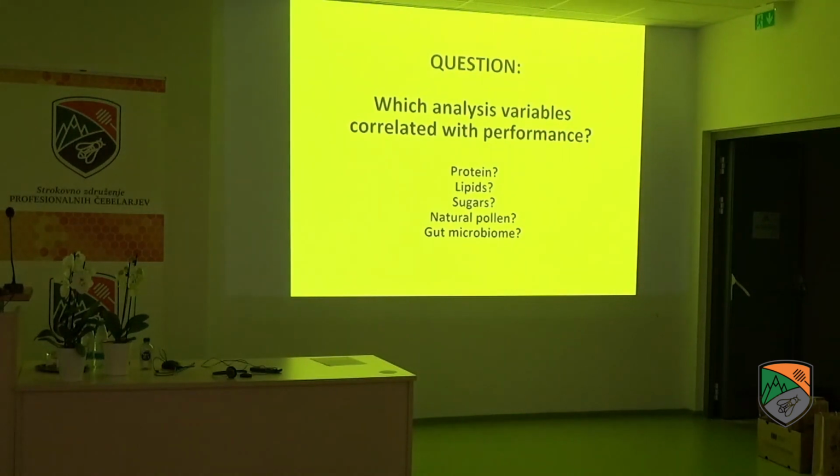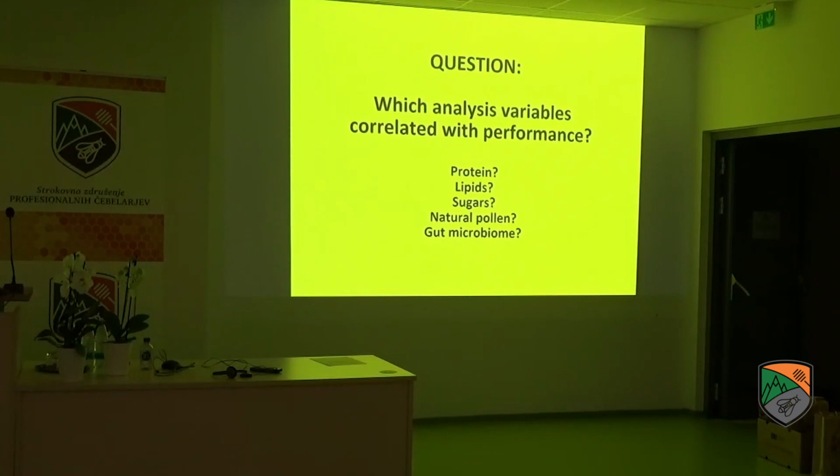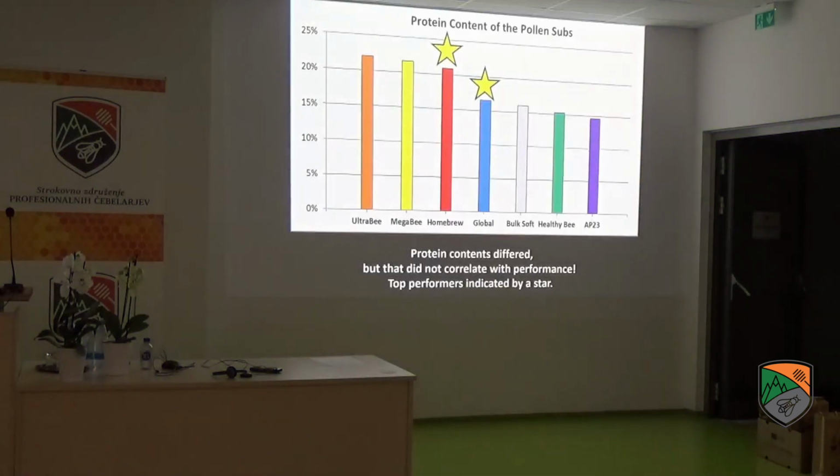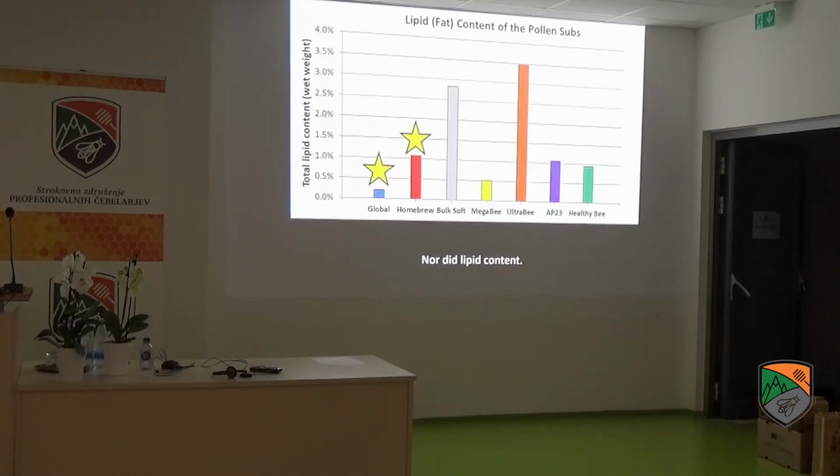So now you might wonder, well, what variables are there in these pollen subs? So let's look at the protein content. They vary from 22% down to less than 15, and there's no correlation between protein content and performance. Keep looking back at the two starters. Fat content.